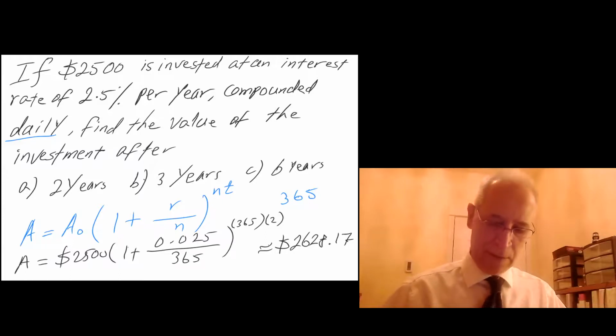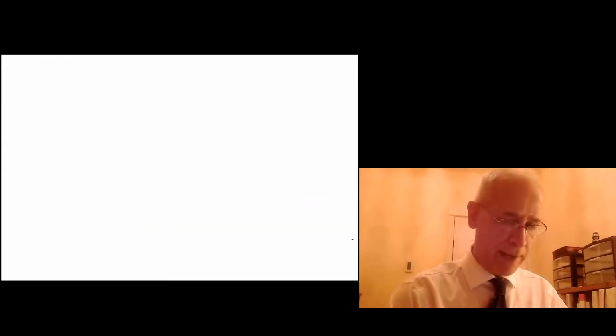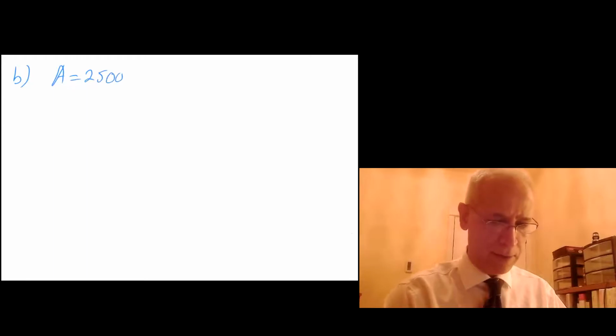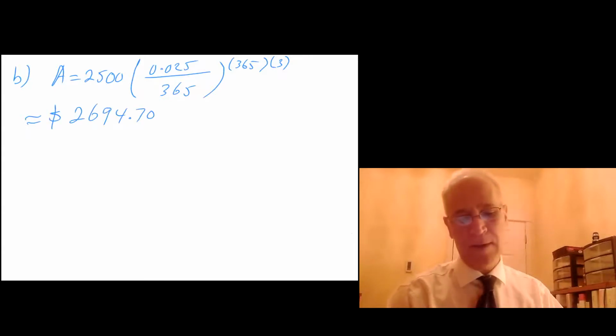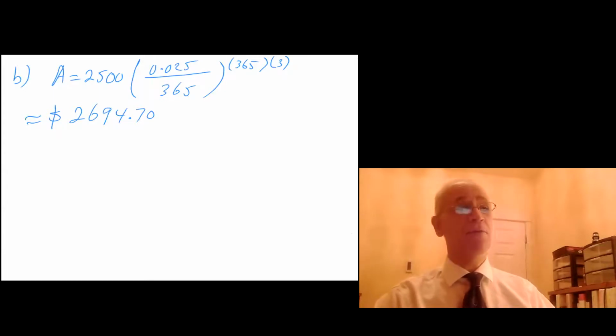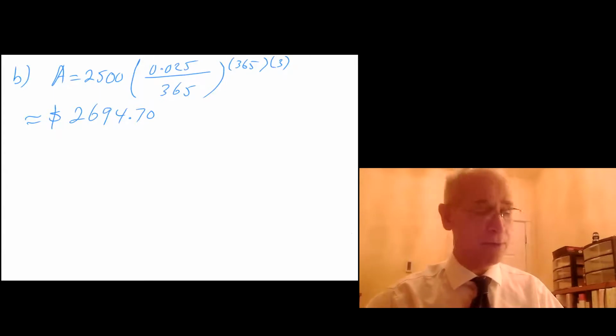So for part B, amount equals 2,500 times 1 plus 0.025 over 365, to the power of 365 times 3. And to the nearest penny, it's going to give me 2,694.70. So if you could keep it for 3 years, you would make more money, of course.